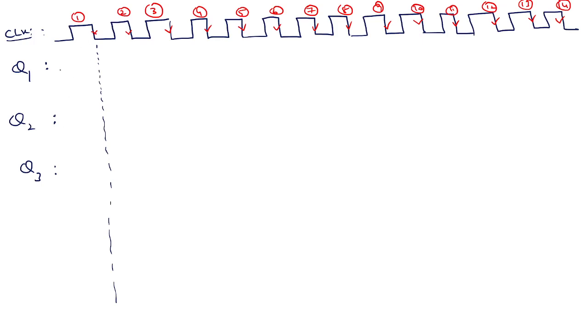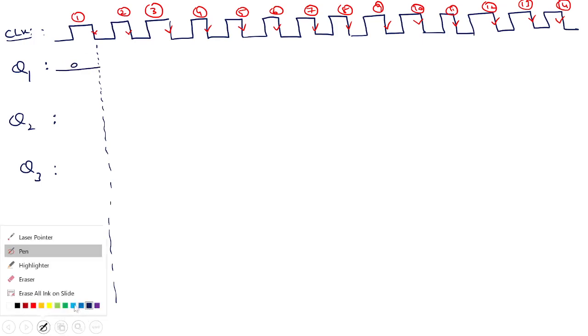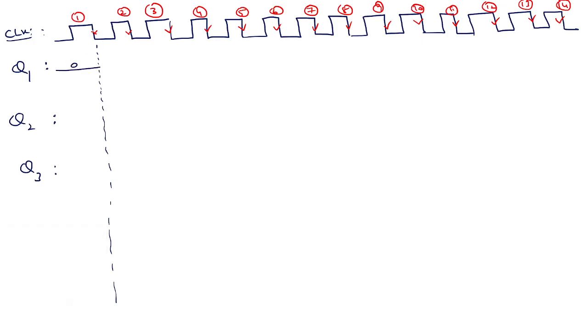Till there is a negative edge, the initial value is 0, right? Once there is a negative edge, it is in toggling mode, so the output rises to 1. Then it continues until it sees one more negative edge, and again on a negative edge it comes back to 0. Wherever there is a negative edge, there is a toggle.